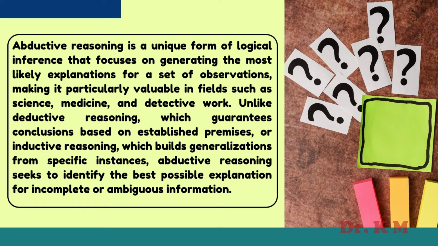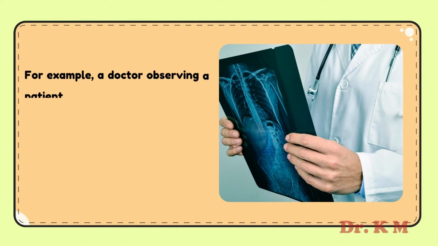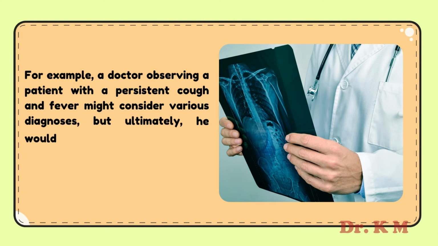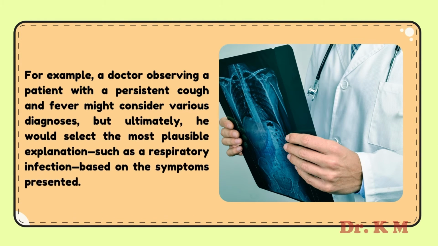Unlike deductive reasoning, which guarantees conclusions based on established premises, or inductive reasoning, which builds generalizations from specific instances, abductive reasoning seeks to identify the best possible explanation for incomplete or ambiguous information. For example, a doctor observing a patient with a persistent cough and fever might consider various diagnoses, but ultimately, they would select the most plausible explanation, such as a respiratory infection, based on the symptoms presented.